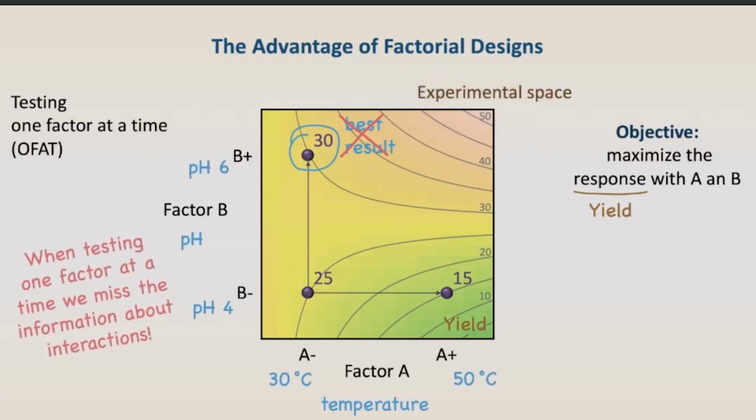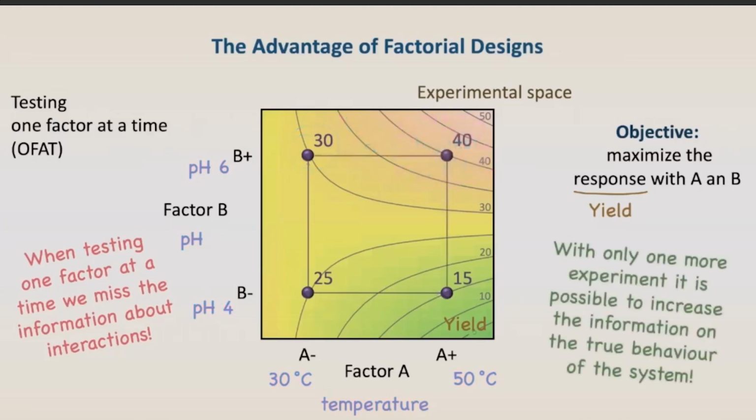When testing one factor at a time, we miss the information about interactions, and in this case, we have missed the area of the highest yield in our experimental space. By doing a factorial design, with only one more experiment, it is possible to increase the information on the true behavior of the system. Now we know that the temperature has a positive effect at pH 6, but the temperature has a negative effect at pH 4.